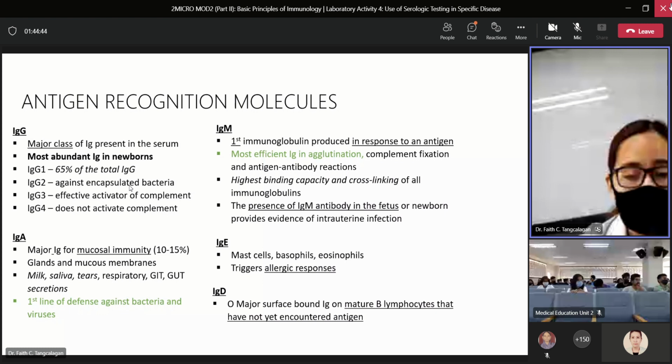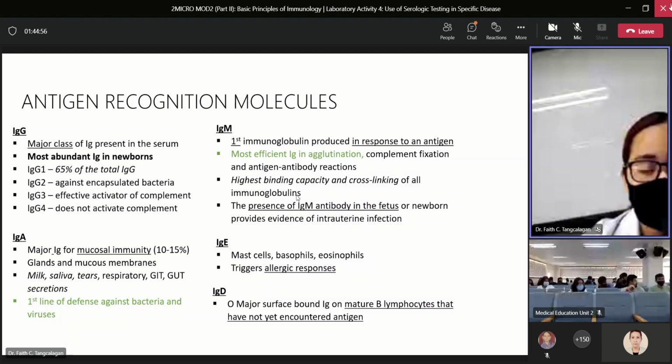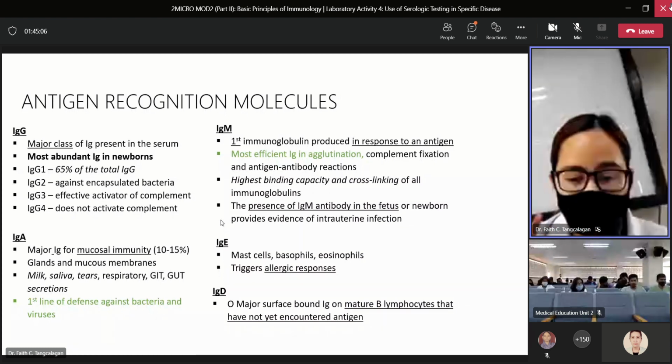immunoglobulin in newborns. Why? Because it is the only immunoglobulin that crosses the placenta. So just remember IgG, placenta, and you can cross the placenta. Okay, so that's why it's most abundant in newborns.